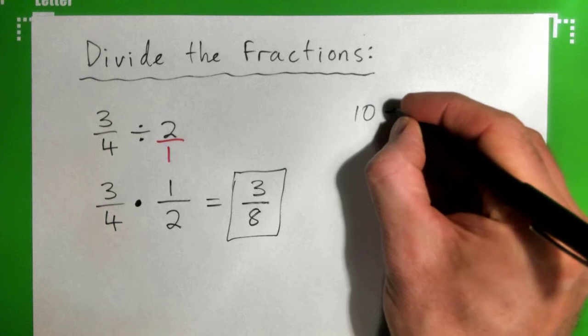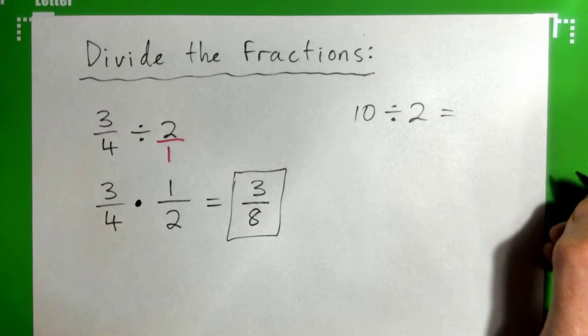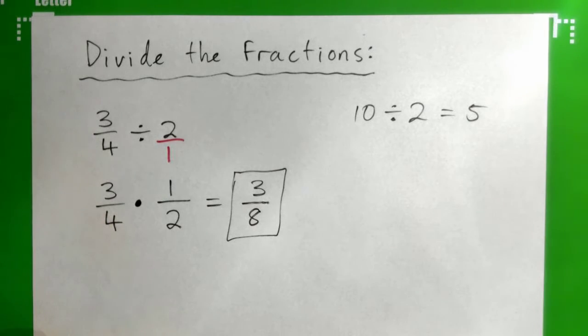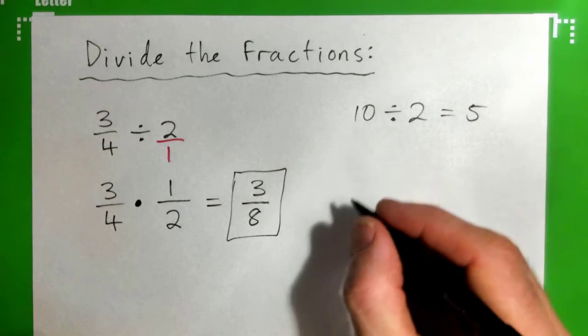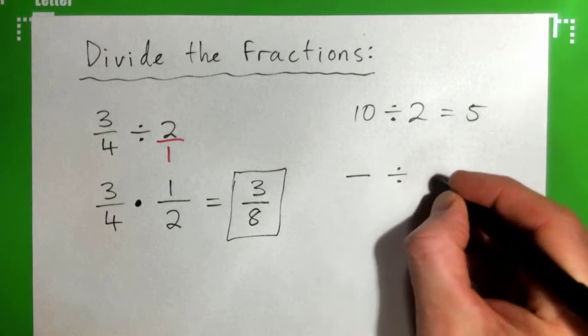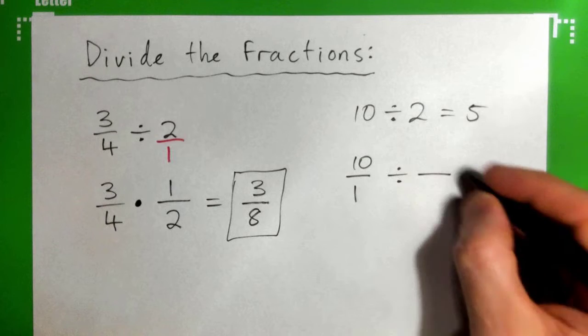Now, a quick explanation would be, imagine if you had 10 divided by 2. What's 10 divided by 2? 5. So the answer definitely has to be 5. Because students always ask, well, how do I know which one to flip, right? So just for fun, write 10 as a fraction. What's 10 as a fraction? 10 over 1, good.